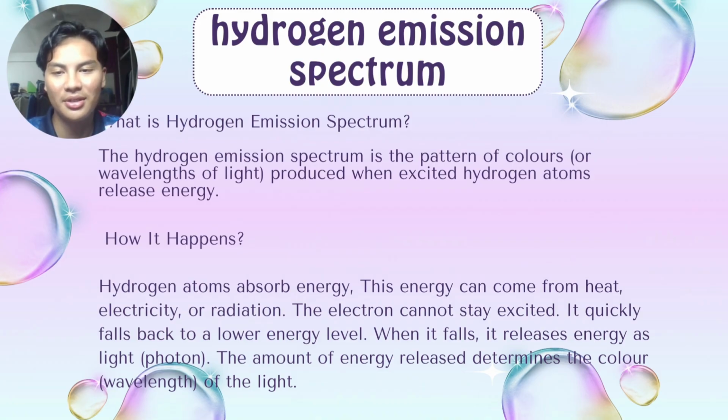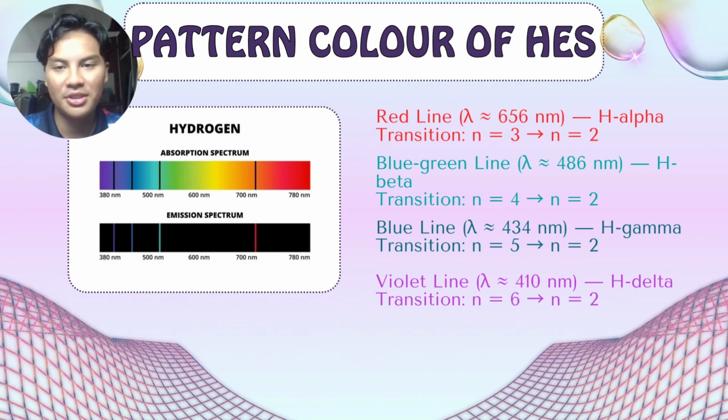How does it happen? Hydrogen atoms absorb energy. This energy can come from heat, electricity and radiation. The electron cannot stay excited. It quickly falls back to the lower energy level. When it falls, it releases energy as light, and the amount of energy released determines the color or wavelength of the light. If you look at the picture, there is a pattern of colors of the hydrogen emission spectrum.